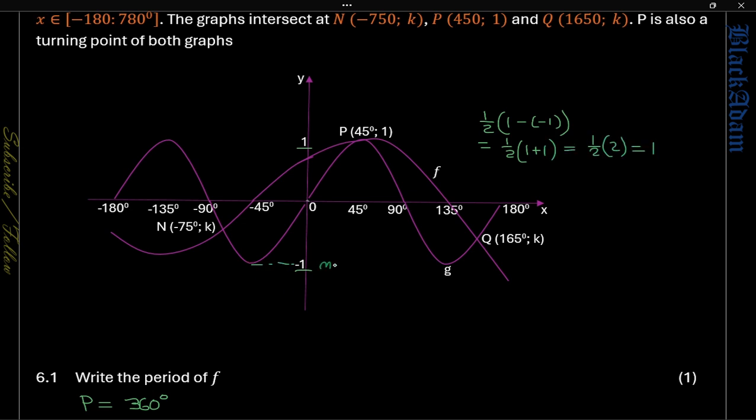So that's the mean, and that is the max. And then from there we get 1. So 1 is our amplitude. Okay, so that will be 1.